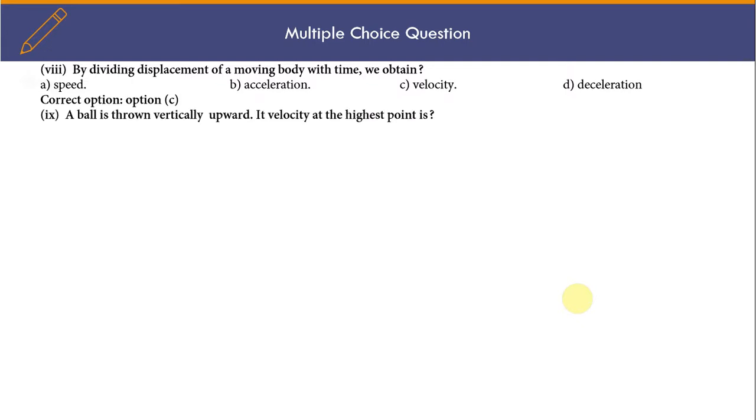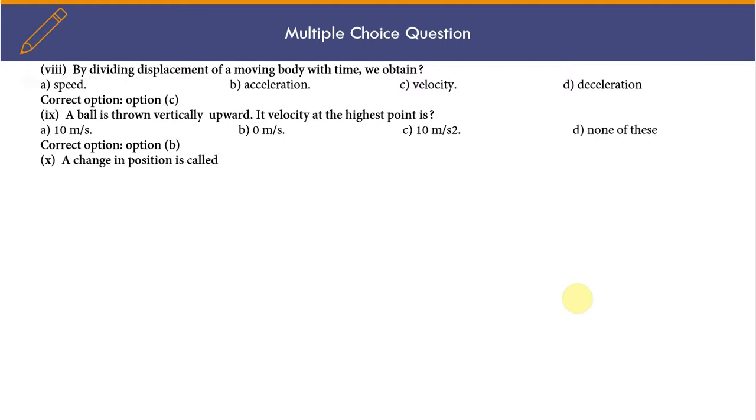Number 9. A ball is thrown vertically upward. Its velocity at the highest point is A. 10 meter per second, B. 0 meter per second, C. 10 meter per second square, or D. None of these. So the correct option is option B, that is 0 meter per second. When an object reaches to its maximum height, its velocity is 0 meter per second.